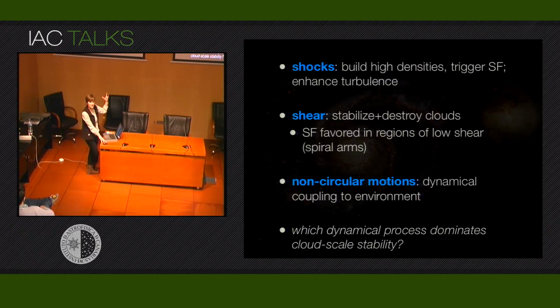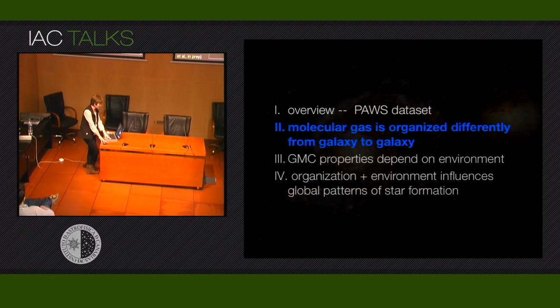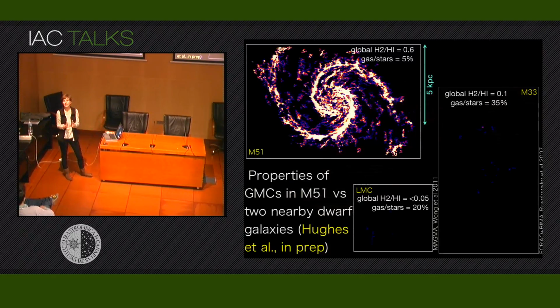So the question is, which of these processes is dominating the stability of individual clouds? Well, that's what I'll be asking. But first, let me show you one very clear way that the spiral arm and kinematics in the spiral potential well affect the organization of molecular gas.